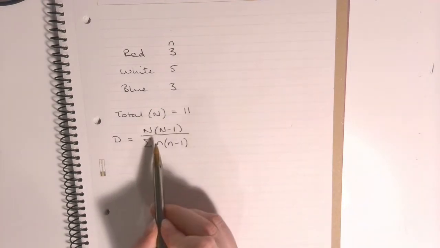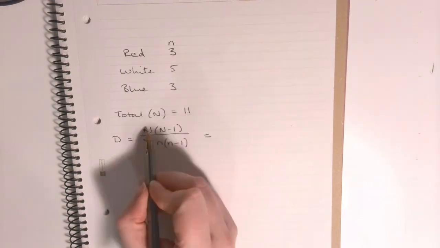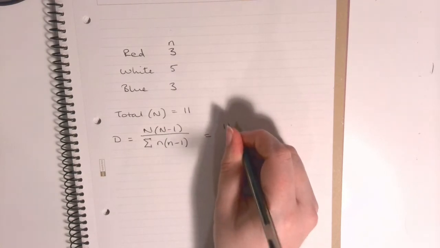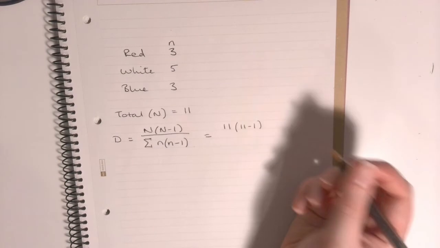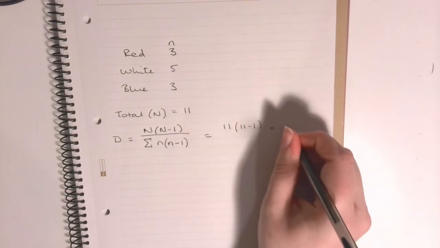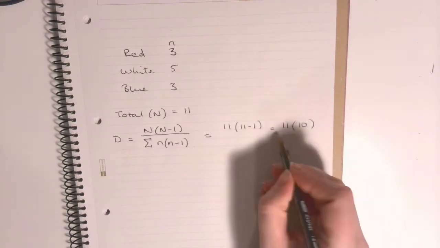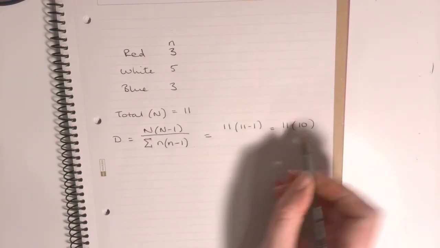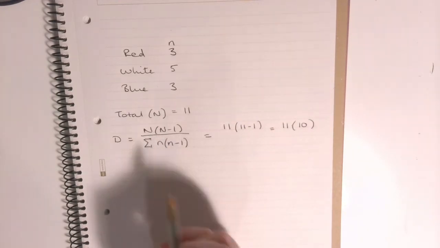So this top line we can do really easily. We know the total is 11 flowers, so we can sub in 11, 11 minus 1, which we can sub again, 10. We can come back to that, and that'll be super easy to work out. The more difficult bit is this bottom part.